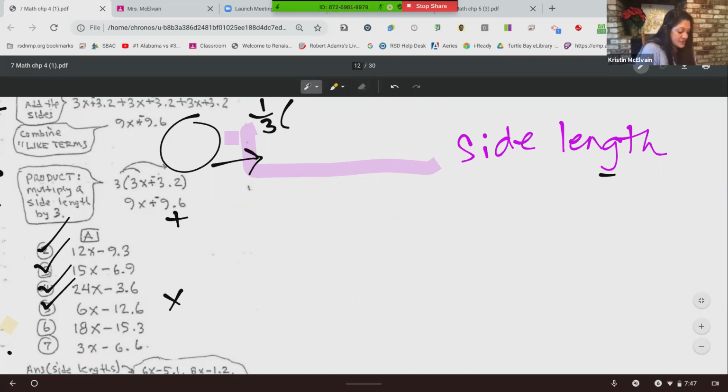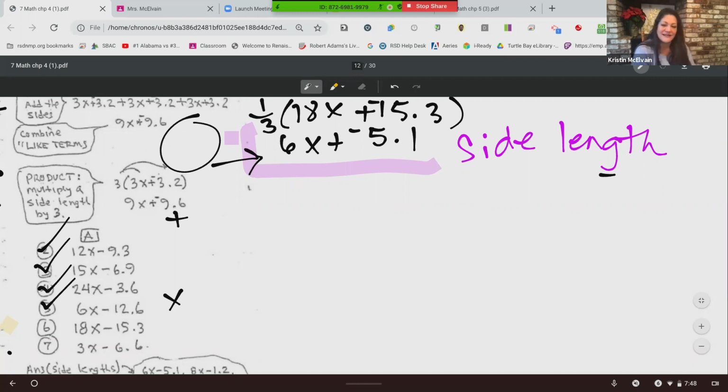Number 6, we're going to do 1/3 of 18x minus 15.3. Add the opposite. Divide each of those by 3 gives us 6x plus negative 5.1. That is our side length. Add those together 3 times.